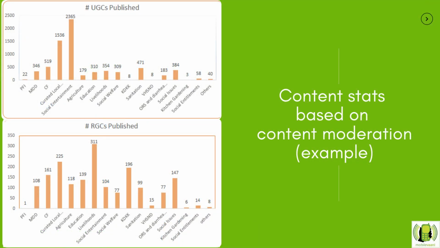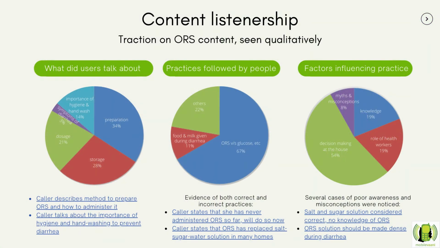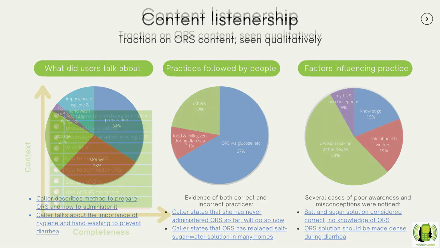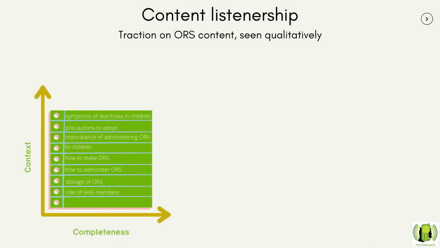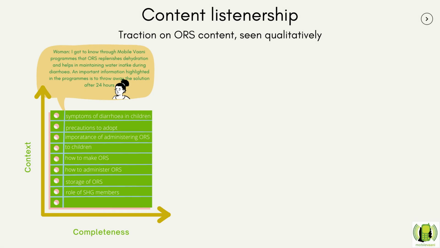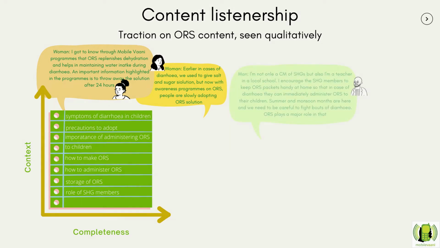Here's an example of a quantitative stats generated through content moderation. And this is another example of a qualitative data obtained from moderation. Detailed user-generated content can be studied qualitatively, like here's a program we ran on ORS consumption for children during diarrhea.